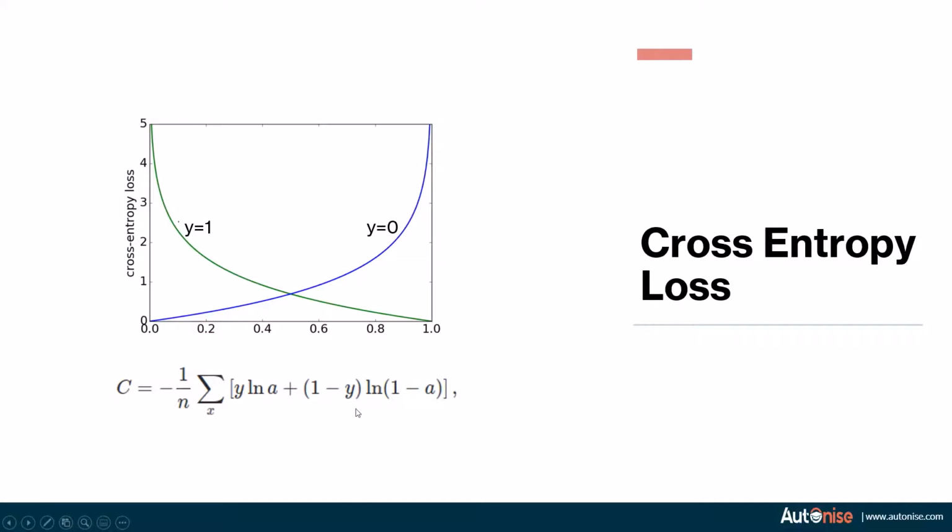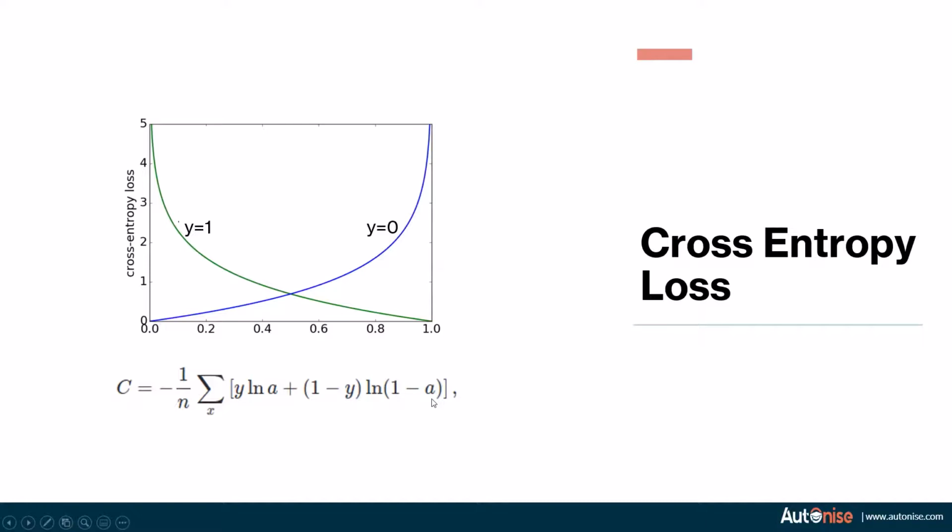This is the mathematical formulation of the cross entropy loss. So C equal to minus 1 by n, where n is the batch size, into summation of y ln a, where a is the output of the model and y is the target, plus 1 minus y into ln, so ln stands for the natural log, log to the base e, of 1 minus a. a is the output of the model.